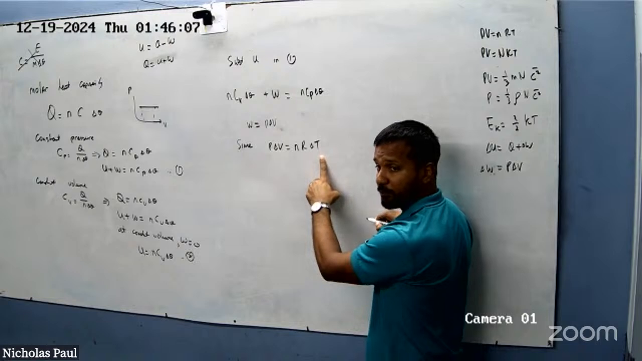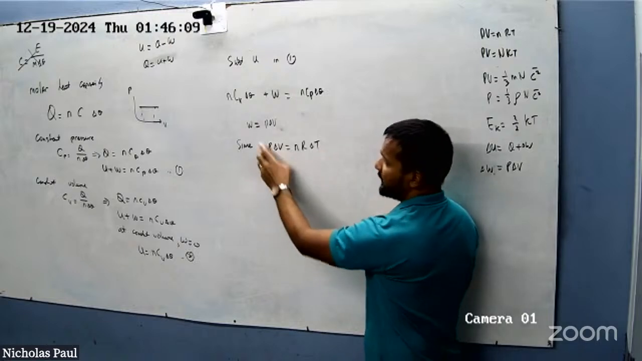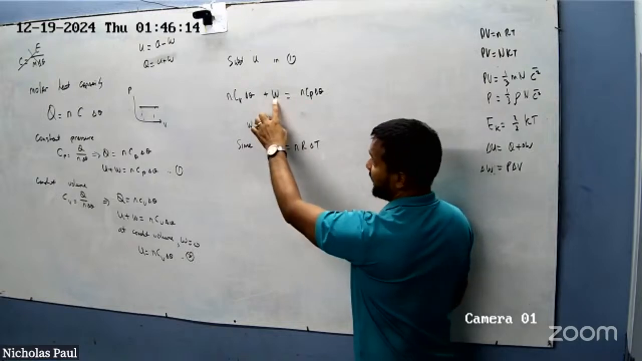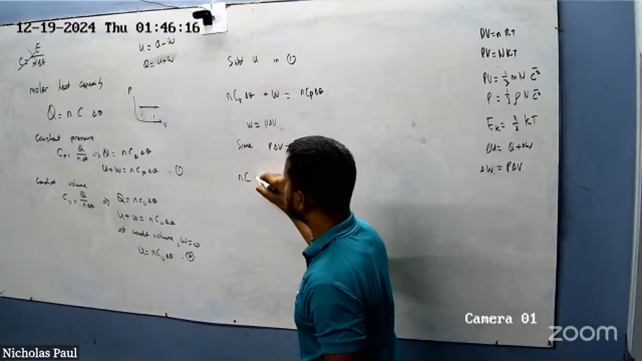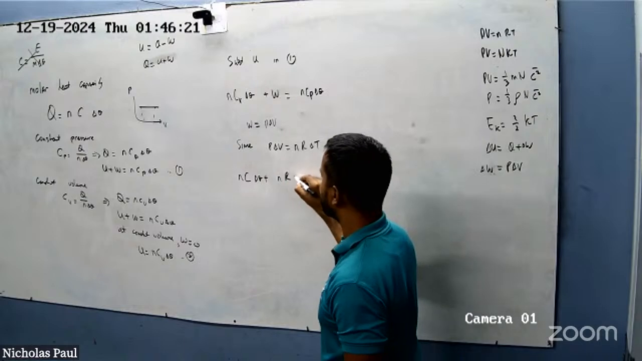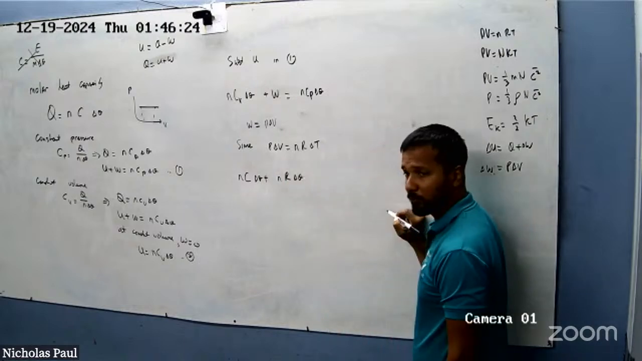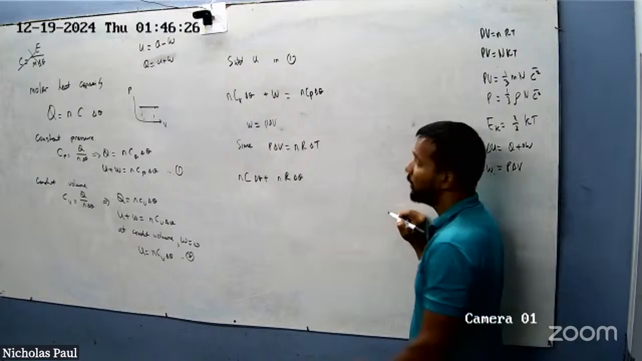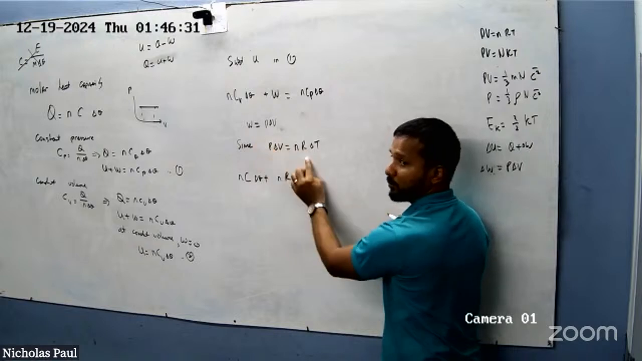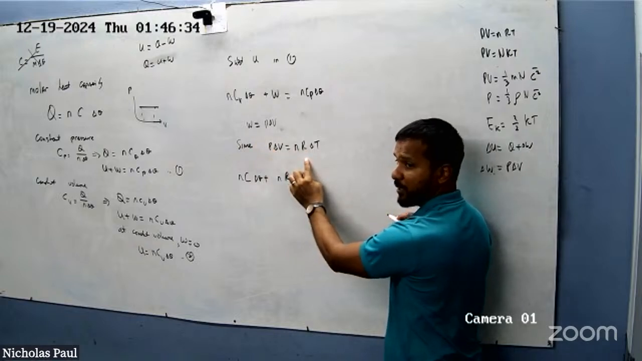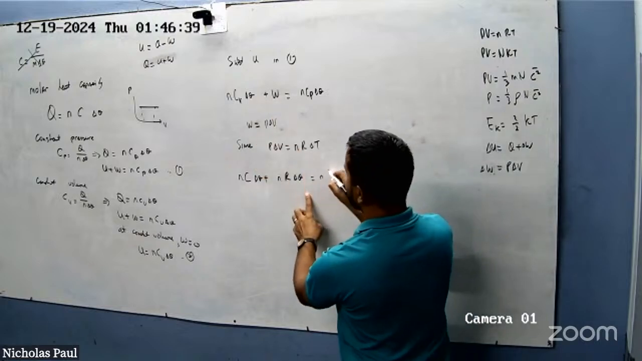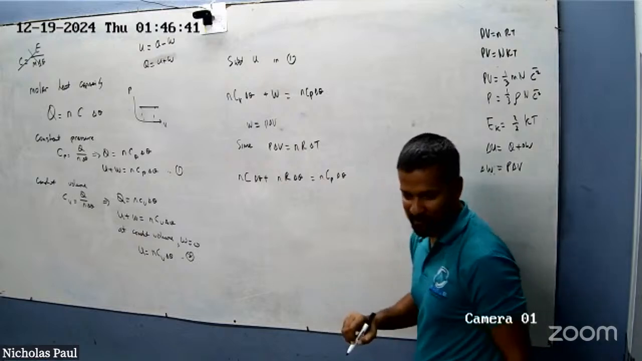You okay with that? So now I could take off W and write nRΔθ. You see that? W is this and this is this, so I just make these two equal. I replace W with this, equal to nCpΔθ.